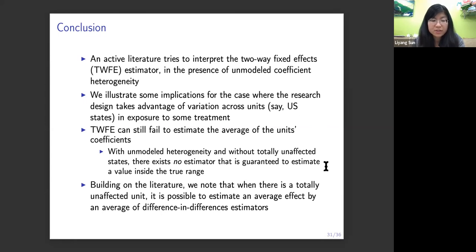In particular, when there is no totally unaffected state, the issues identified with the two-way fixed effects estimator can actually apply more broadly to any estimator, in the sense that they cannot be guaranteed to estimate a value in the range of the true coefficients. Once we have access to a totally unaffected state or a control state, we can fall back on the difference in differences style estimator to provide a more reasonable estimator than the two-way fixed effects estimator, in the sense that, on average, the difference in differences estimator can be guaranteed to estimate the average treatment effect.